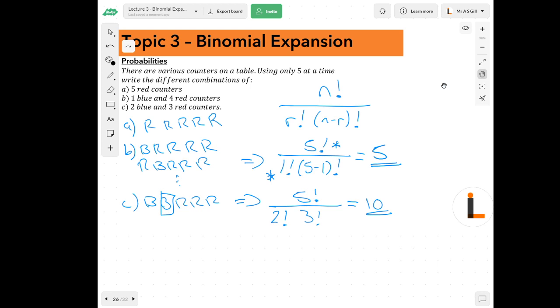And this makes sense. If you were to list out the possible combinations between 2 blue and 3 red counters, you would get 10 possible combinations, right? And now we can start to see that link between binomial values from Pascal's triangle and probability, and we can extend it as well.